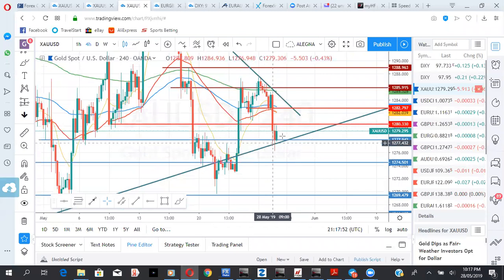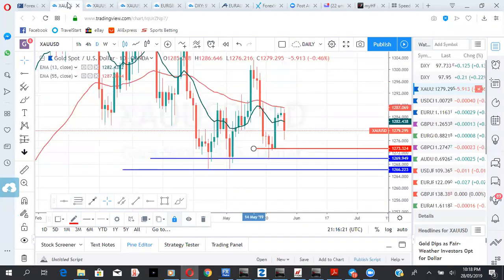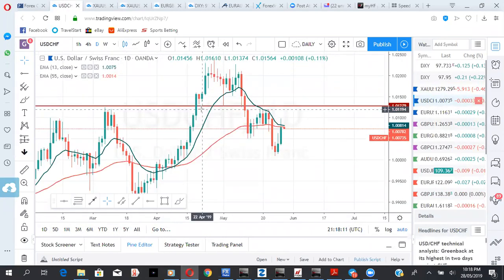So if this holds like this, we'll hope to see if price moves back above this 1280.33, then we may move higher. But if it can't go above this level, then we know that price is going to drop lower on gold. So after that, the next pair we'll be looking at is the USDCHF.